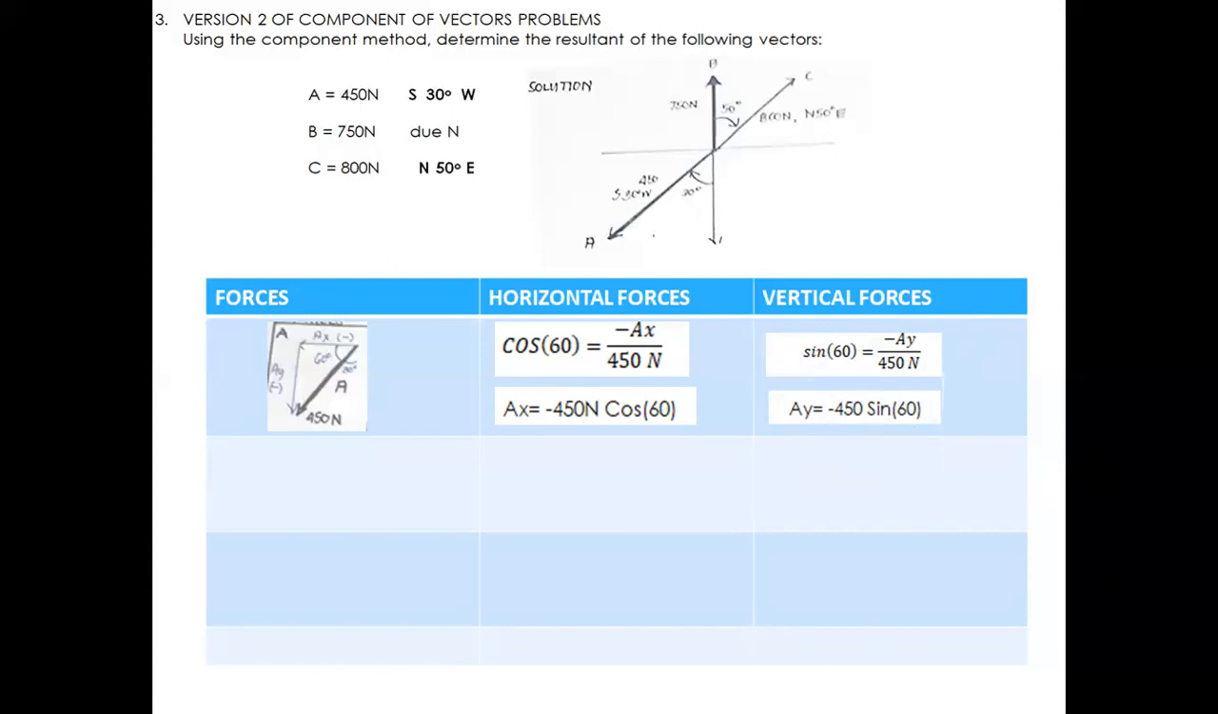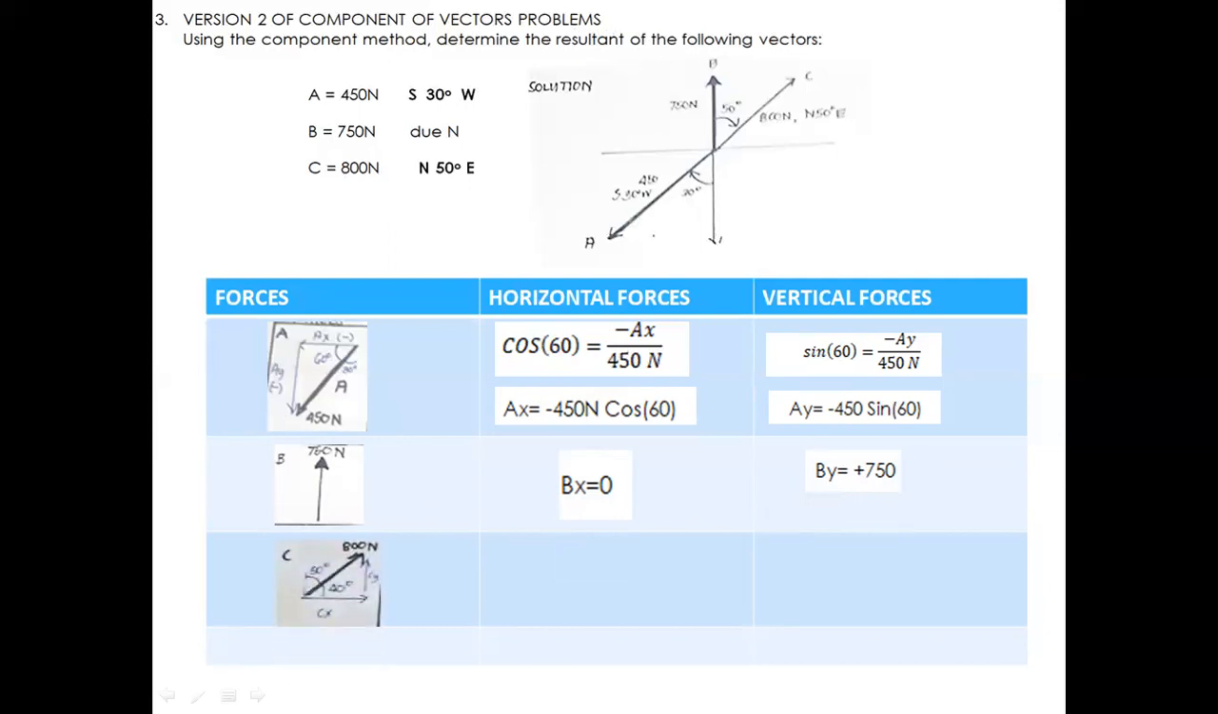For the vector B, since it points upwards or north, this has zero horizontal force component, whereas the vertical force for this vector B is positive 750 newtons since it points upwards.